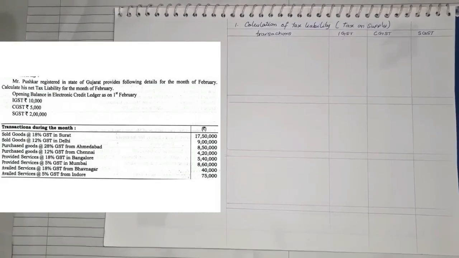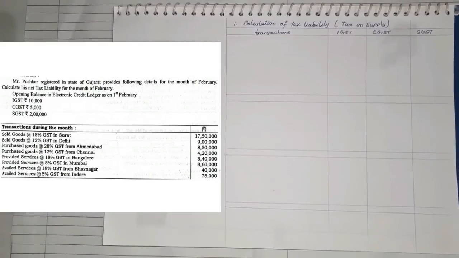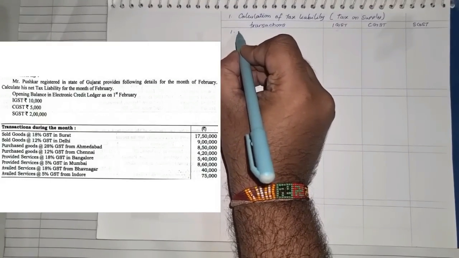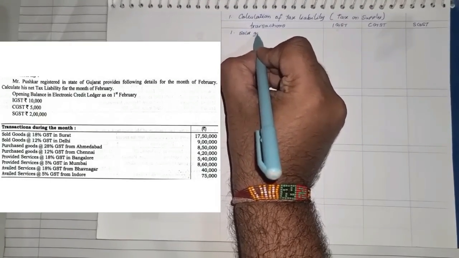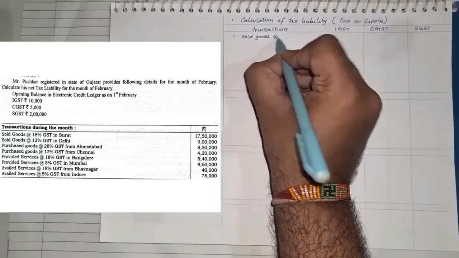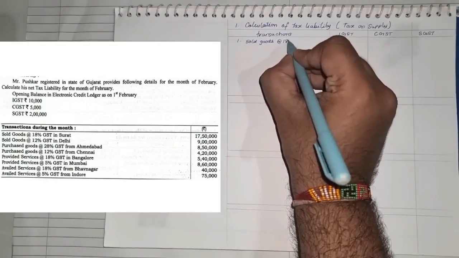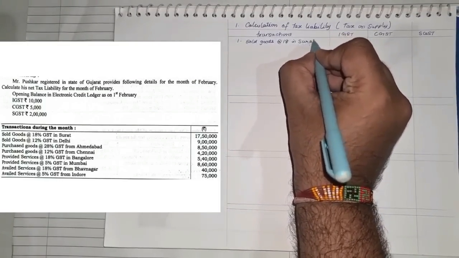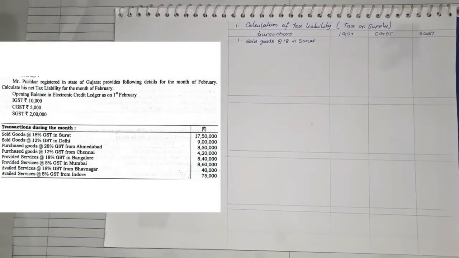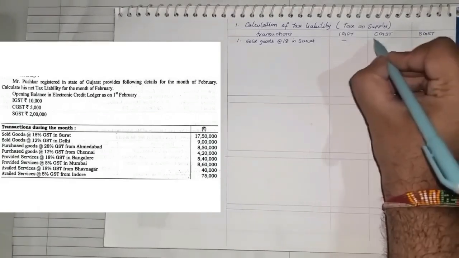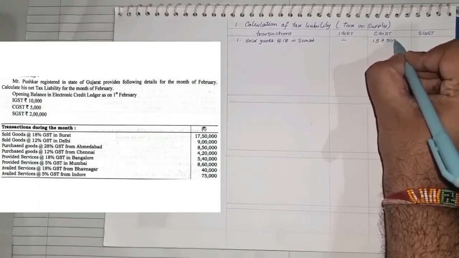The very first transaction is sold goods at 18% GST in Surat. Gujarat and Surat are the same state, so the tax will be charged in SGST and CGST form. So number 1: sold goods at 18% in Surat. The question gives 18%, so I will take it as 9% each. The value is 17,50,000, so 17,50,000 into 9% is 1,57,500, which breaks into two parts, 1,57,500 each.